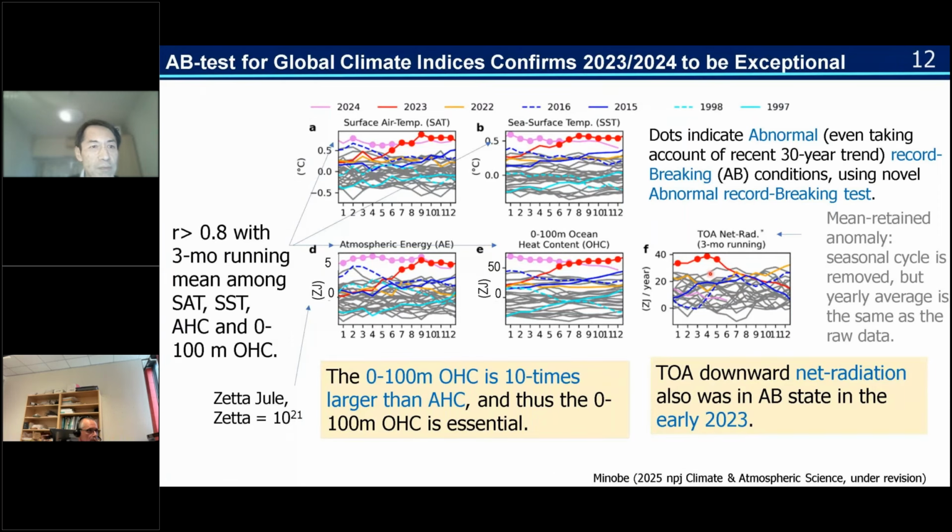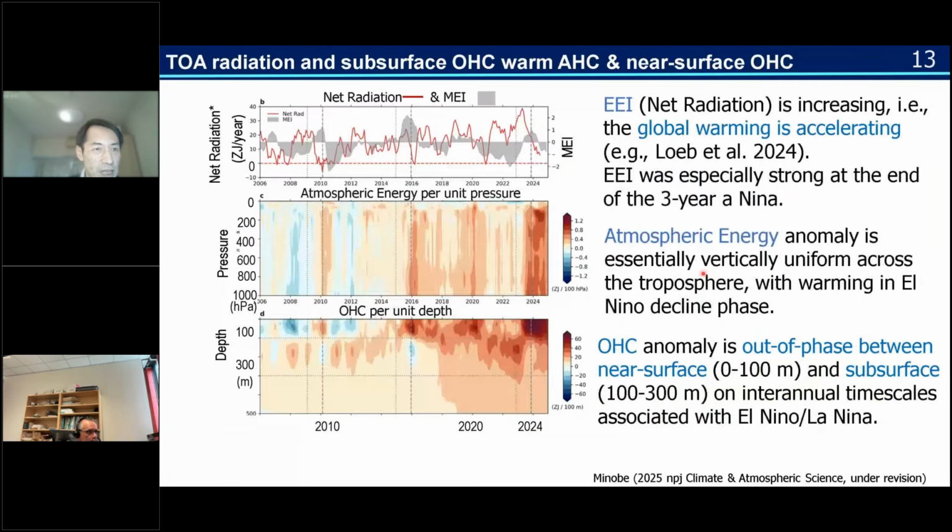So this is a time series of net radiation at the top of the atmosphere, and gray is the multivariate El Nino index. The net radiation has an increasing trend, and it still stays positive. That means global warming is actually accelerating. And the EI is very strong at the end of the 3-year La Nina, so that is the early part of 2023.